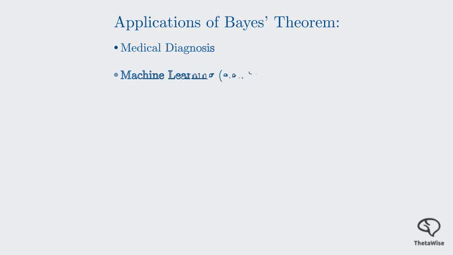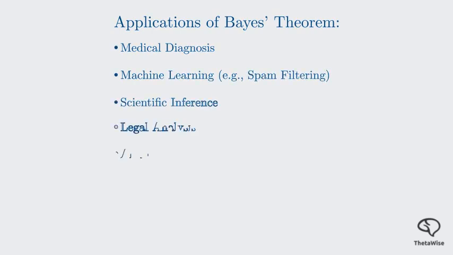It's used in machine learning for things like spam filtering, in medical diagnosis, in legal analysis, and in the scientific method itself. It's not just a mathematical formula, it's a way of thinking rationally about uncertainty. You've now been let in on the trick no one told you about, a way to quantify how new information should change your mind. I hope you enjoyed this guide. Keep practicing these types of problems, and soon this theorem will feel like second nature.